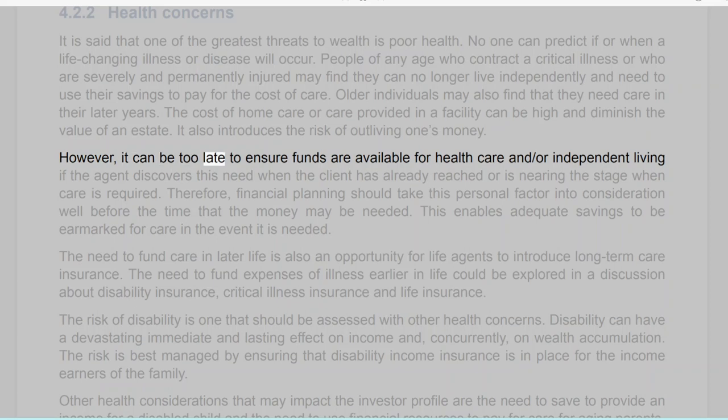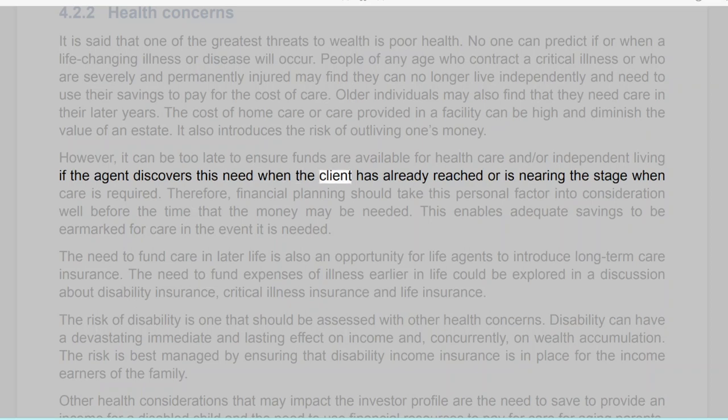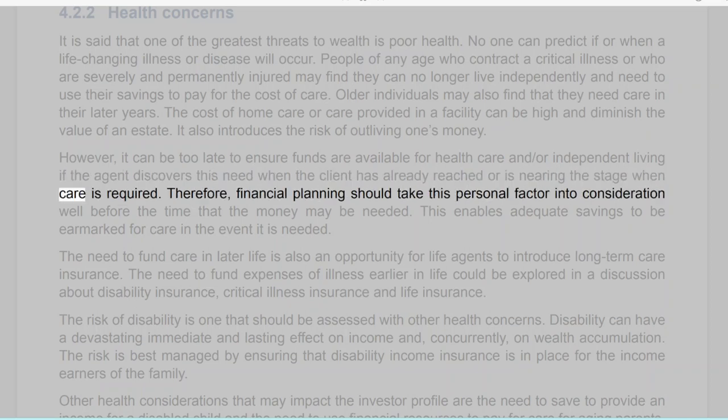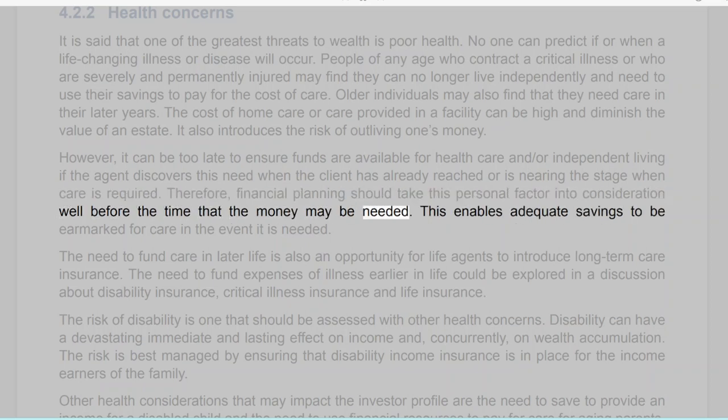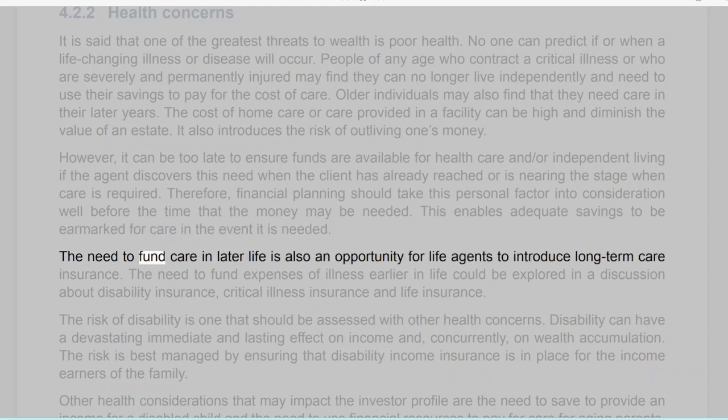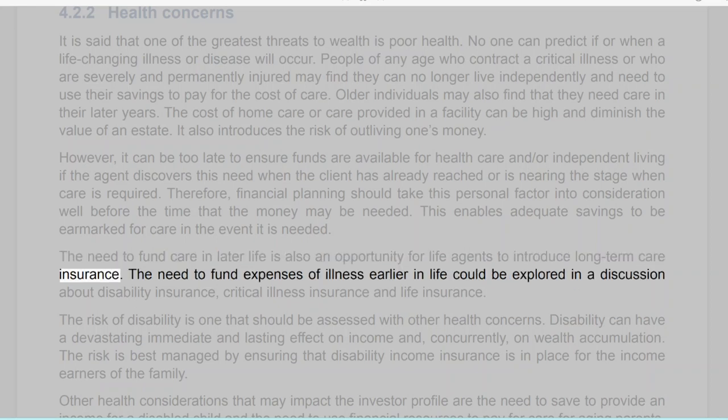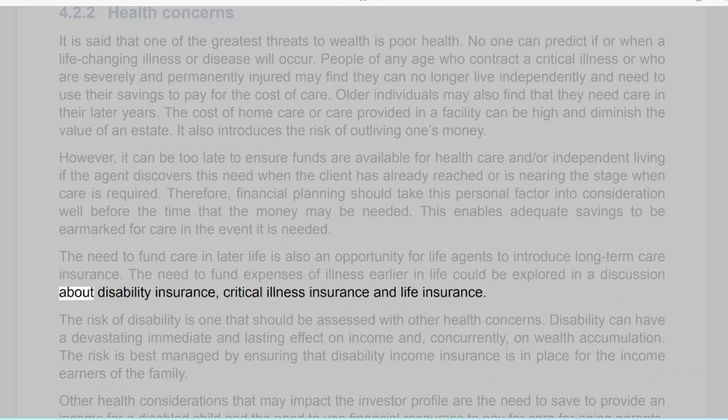However, it can be too late to ensure funds are available for health care and/or independent living if the agent discovers this need when the client has already reached or is nearing the stage when care is required. Therefore, financial planning should take this personal factor into consideration well before the time that the money may be needed. This enables adequate savings to be earmarked for care in the event it is needed. The need to fund care in later life is also an opportunity for life agents to introduce long-term care insurance. The need to fund expenses of illness earlier in life could be explored in a discussion about disability insurance, critical illness insurance, and life insurance.